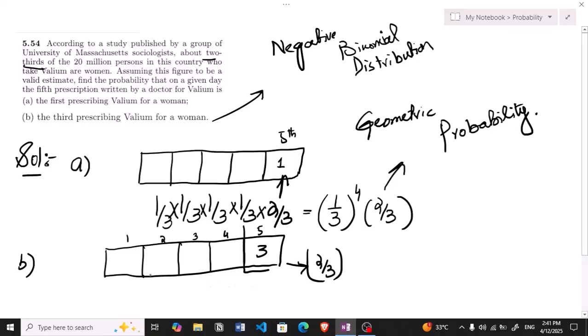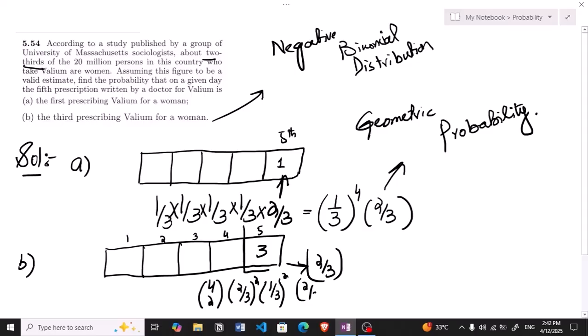Okay, so therefore what we can do here, these 2 can be anywhere here. So this is the combinatorial problem. So therefore we have to take all these 4, and out of these 4 we have to make the arrangements for the 2 prescribing Valium. Okay, the probability for the prescribing Valium are 2/3 raised to power 2, because 2 items will appear here, and the non-prescribing non-women items here will be 1/3, and those would also be 1/3, and here this 2/3, which is for this fifth item, will also be here.